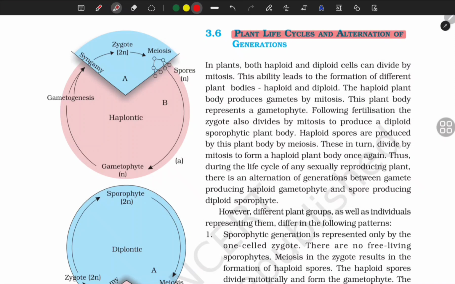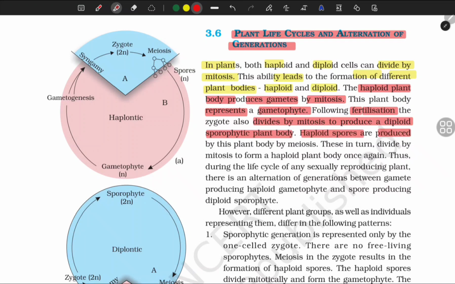Plant life cycle and alternation of generations. In plants, both haploid and diploid cells can divide by mitosis. This ability leads to the formation of different plant bodies, haploid and diploid. The haploid plant body produces gametes by mitosis. This plant body represents a gametophyte. Following fertilization, the zygote also divides by mitosis to produce a diploid sporophytic plant body.